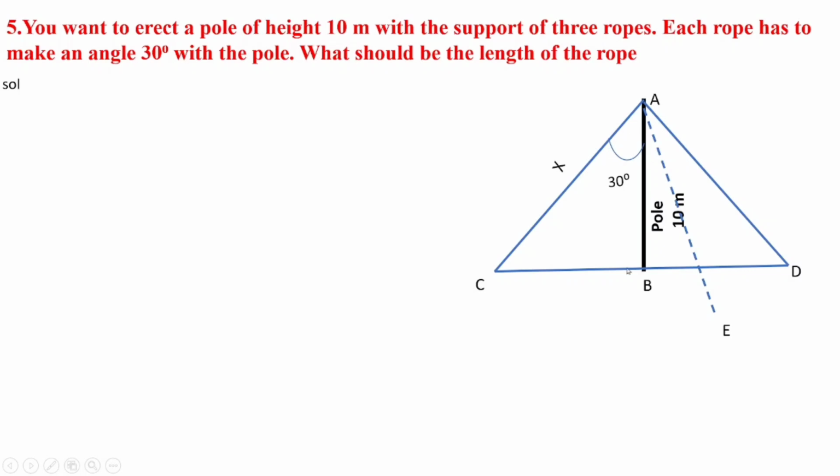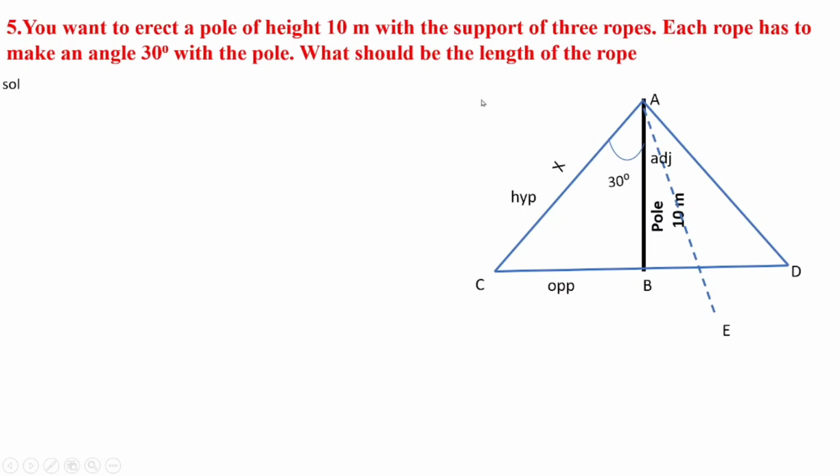So now ABC is a right angle triangle with 30 degrees between the rope and the pole. The side opposite to the angle is the opposite side, so BC is the opposite side. Now AC is the hypotenuse and AB is the adjacent. I am considering only triangle ABC and I will find the value of x. Then after getting the value of x, I will add it for the remaining two ropes, x plus x plus x, because all three ropes have equal length.